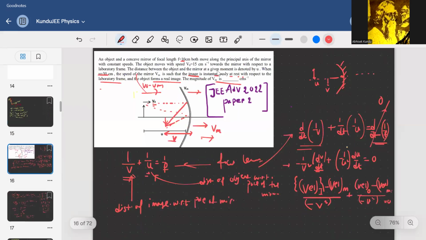From the question, the magnitude of Vm is equal to 3 centimeter per second. And you have to understand from the problem that at that instant, the absolute velocity of the image should be 0. Not this velocity entirely will be 0, because there will be some velocity of the image with respect to the mirror. But the absolute velocity of the image with respect to the ground frame, if somebody is watching the image, at that instant of u equal to 30 centimeter, will be 0.